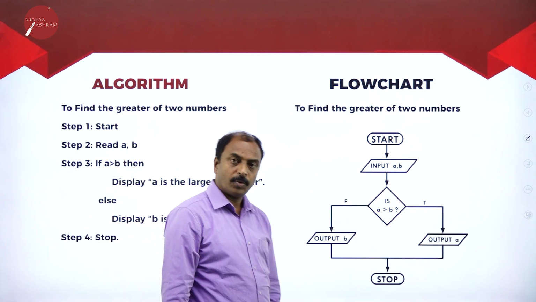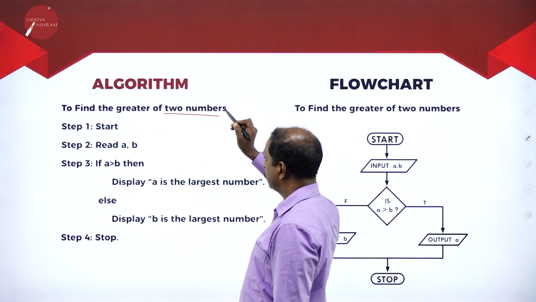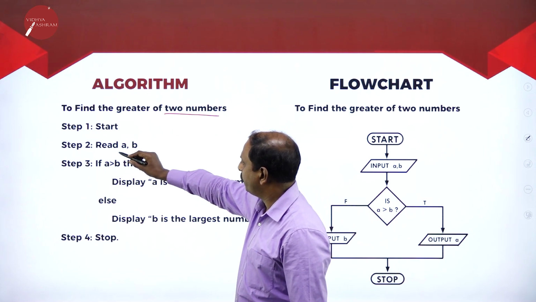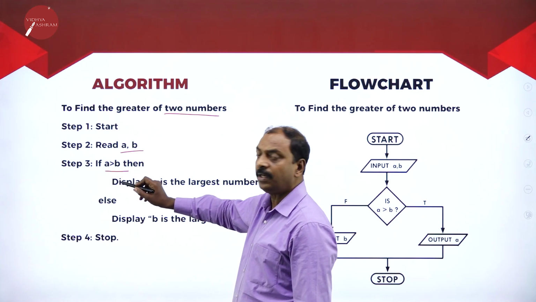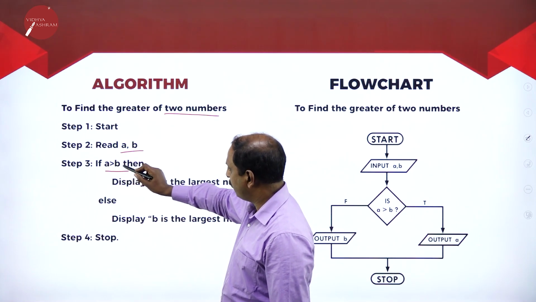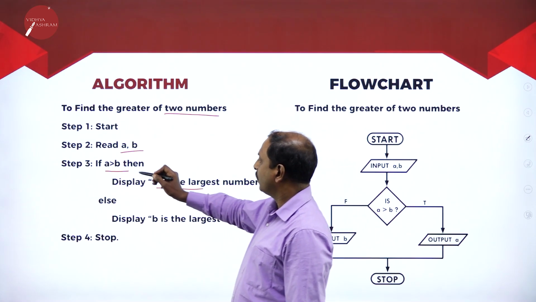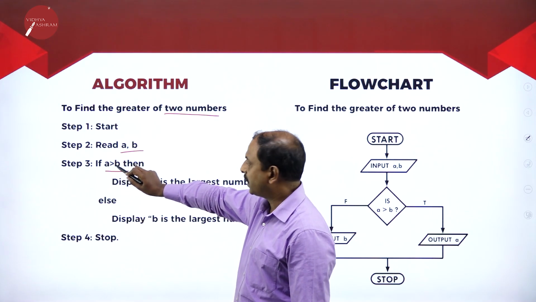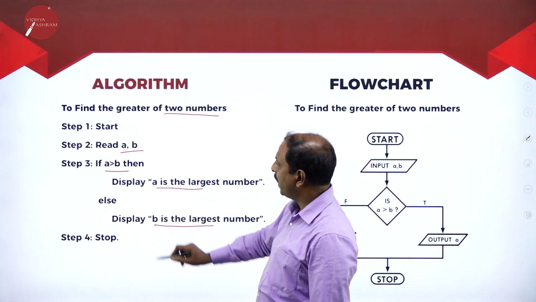Now let us move on to one more example. This is to find the greater of two numbers. The first step is start. This is an algorithm. We have to enter the values of A and B. Read A and B. Here we are using if A greater than B, comparing these two numbers. If A is greater than B, obviously we say A is largest. Suppose the condition fails. Else means the condition is not true. In that case, we have to print B is largest. And we have to stop.